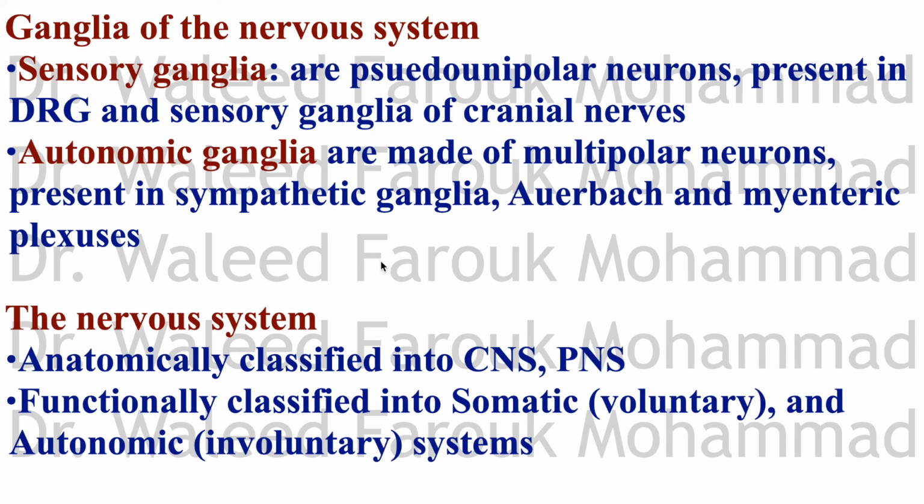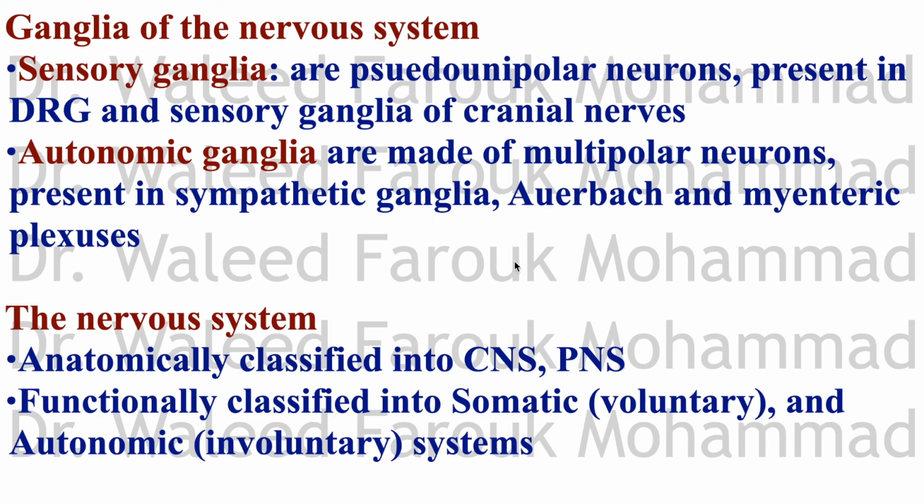Ganglia of the nervous system are subdivided into sensory ganglia, which are pseudounipolar neurons present in the dorsal root ganglia and sensory ganglia of cranial nerves, and autonomic ganglia, which are made up of multipolar neurons, so please don't get confused. The pseudounipolar cells form sensory ganglia. The autonomic ganglia are made up of multipolar neurons present in sympathetic and parasympathetic ganglia, like the Auerbach's plexus and myenteric plexuses in the gastrointestinal tract.